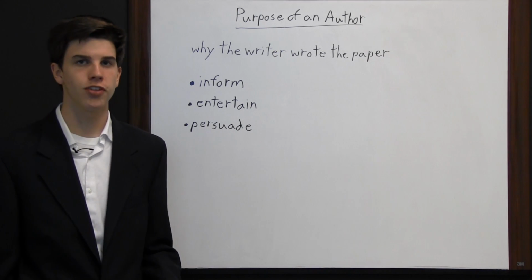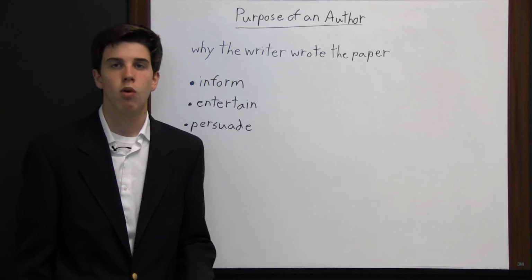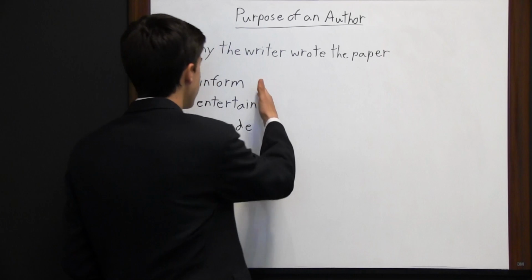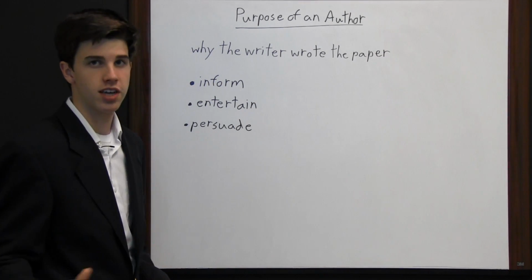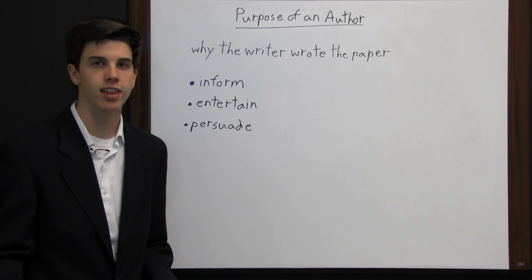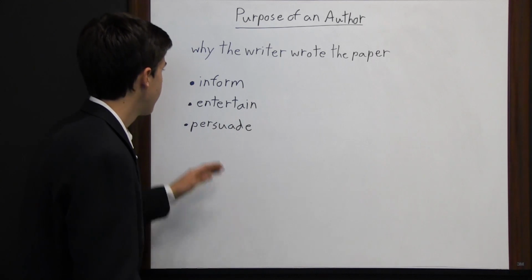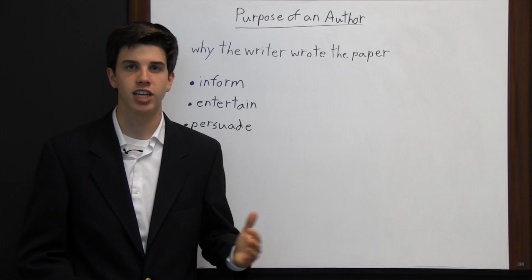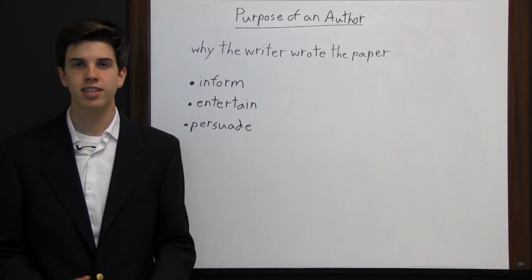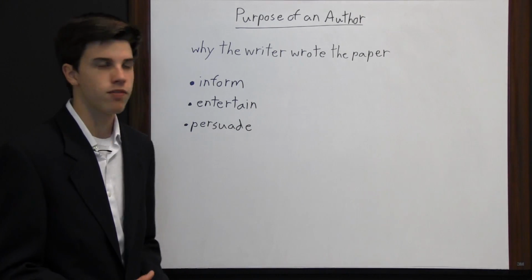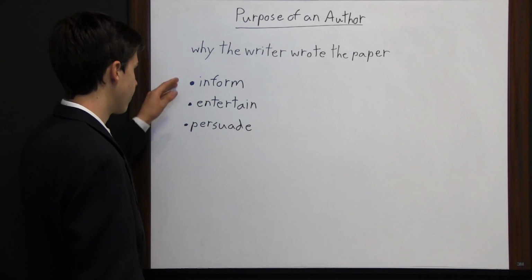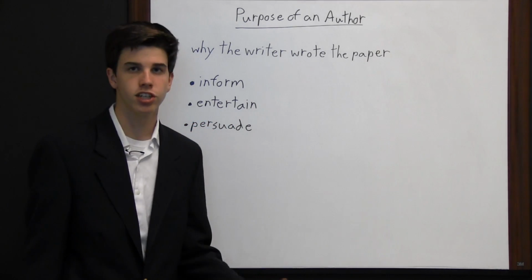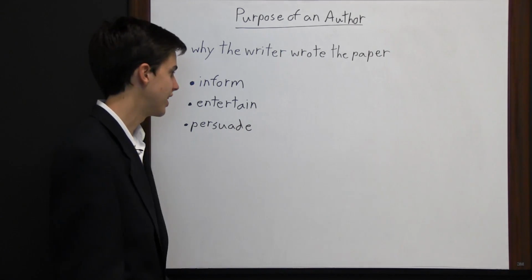Generally, it's pretty easy to determine what type of paper something is. An informative paper is basically when the writer is just giving the reader facts about something. They're telling them more about something. A paper that is meant to entertain is generally fiction. Pretty much any kind of fiction work is meant to entertain. Occasionally fiction will serve a double purpose of also trying to inform or persuade. But generally when something's meant to entertain, it's some kind of fiction piece.